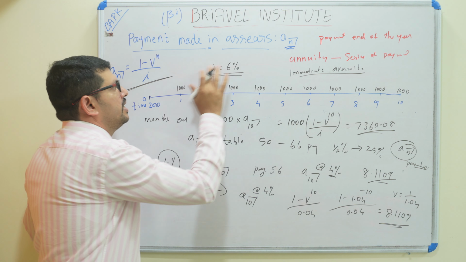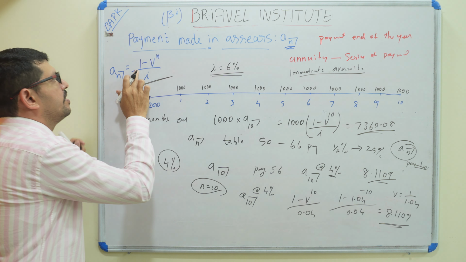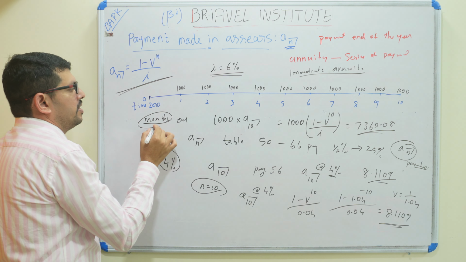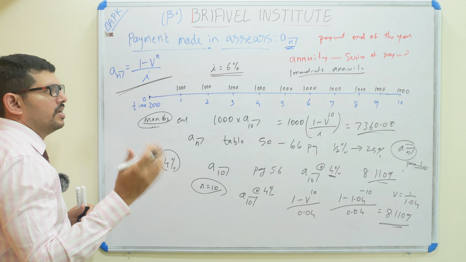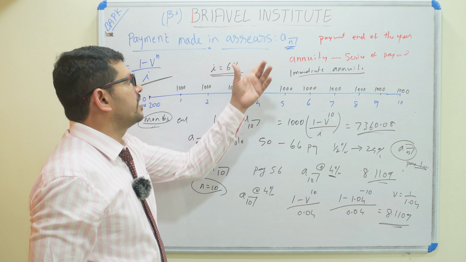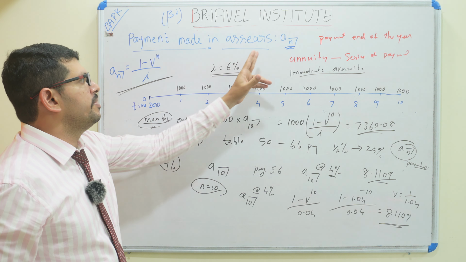So when you are calculating AN, we have to use this equation: 1 minus v raised to n divided by i. Payment made monthly and such cases we will study in the next chapter, next class. So that one we took as AN, that is a payment made in arrears.